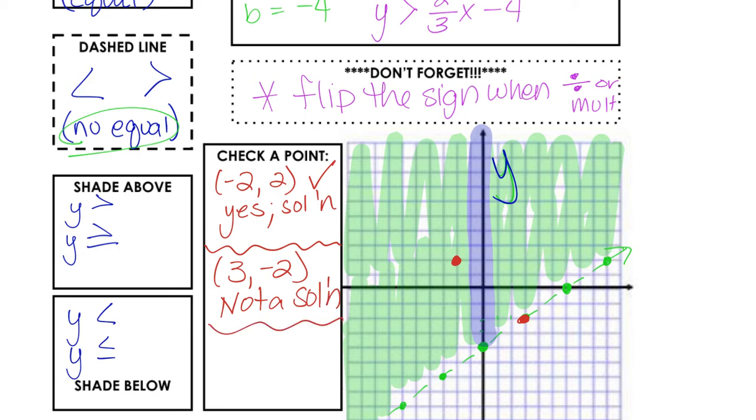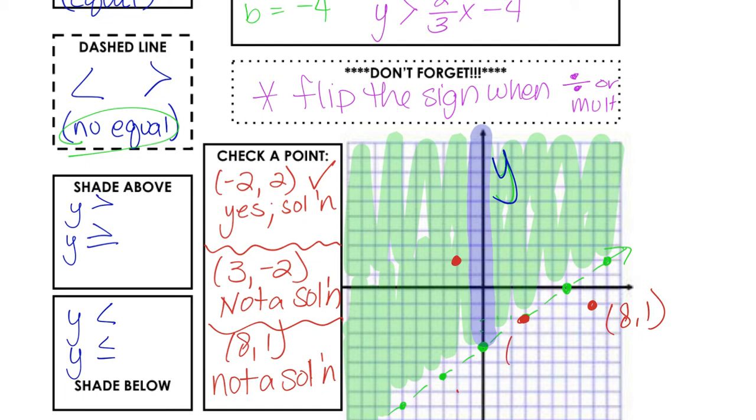And of course, anything outside of this, so something here, let's say this is 1, 2, 3, 4, 5, 6, 7, 8. We're looking at 8, 1. This is also not a solution. So shaded or solid line would be a solution. A dashed line is not.